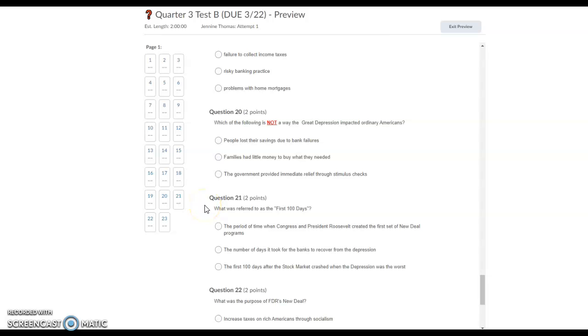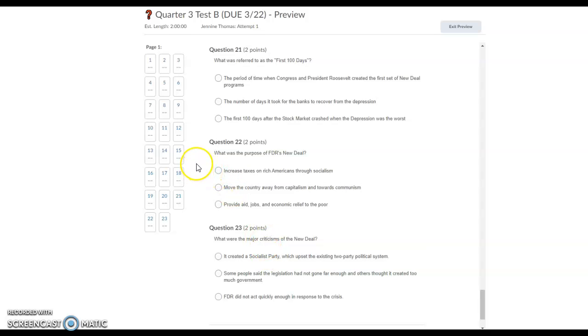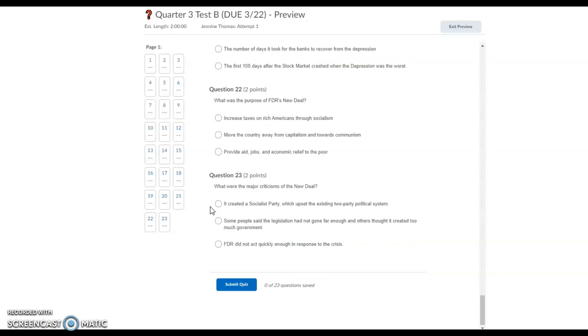Number 21, what was referred to as the first 100 days? The period of time when Congress and President Roosevelt created the first set of New Deal programs, the number of days it took for the banks to recover from the Depression, or the first 100 days after the stock market crashed when the Depression was the worst. Question number 22, what was the purpose of FDR's New Deal? To increase taxes on rich Americans through socialism, to move the country away from capitalism and towards communism, to provide aid, jobs, and economic relief to the poor.